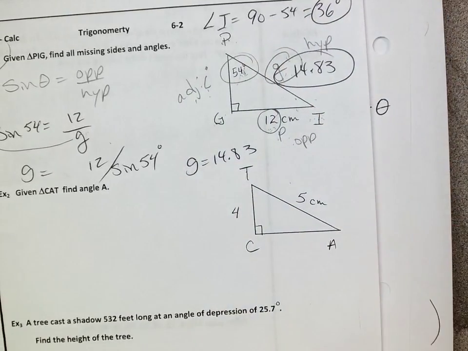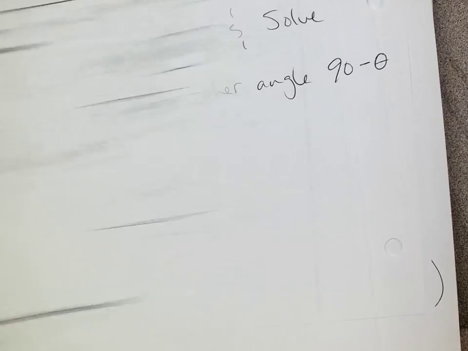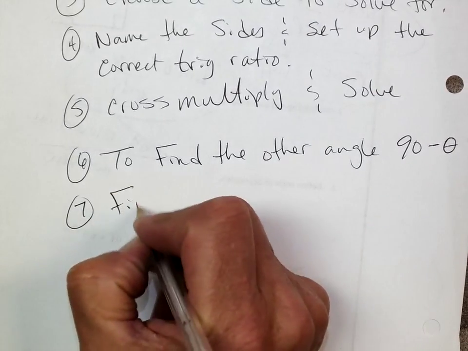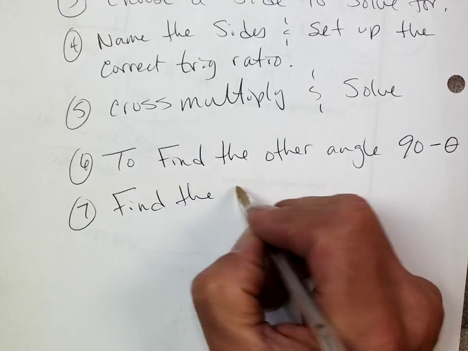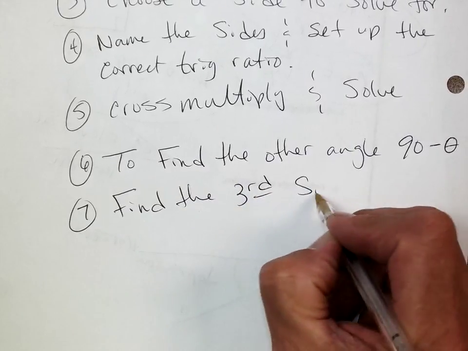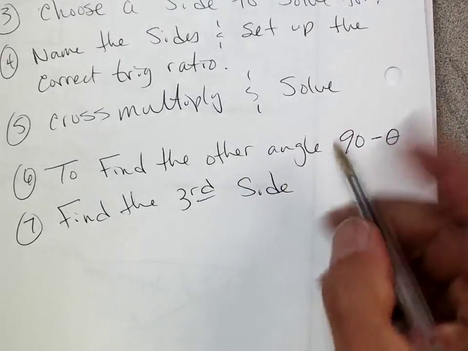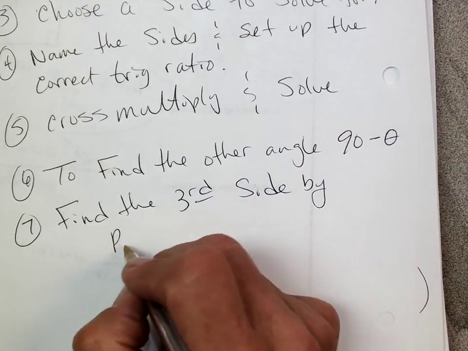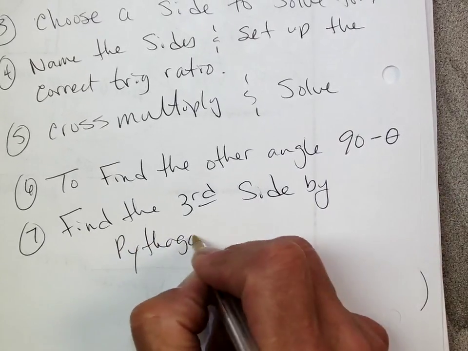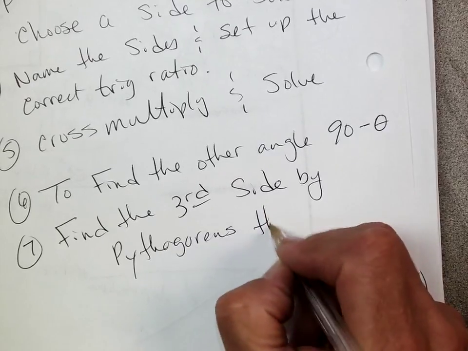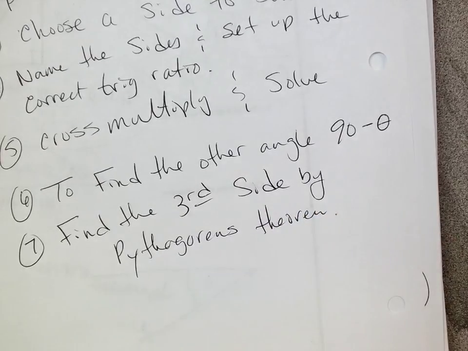Okay. And then Madeline, how are we going to get little I? You guys agree? Pythagoras theorem for little I. So then the last step would be step 7. Find the third side by Pythagorean theorem. Okay, and we did this. We started doing this all the way back in geometry, so we should know how to do this, right?